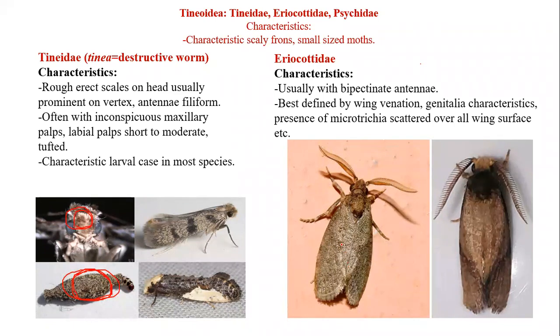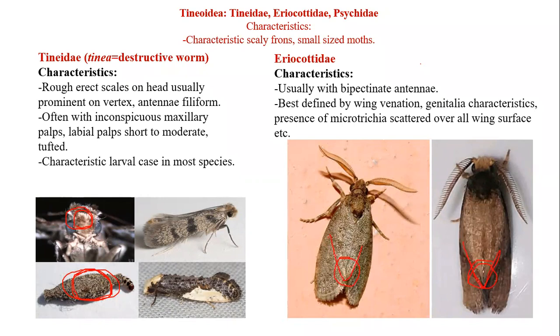However, I personally identify this family following these characteristics on their wing. You are seeing that this portion of their wing shows something, this V-shaped structure. Is it visible?